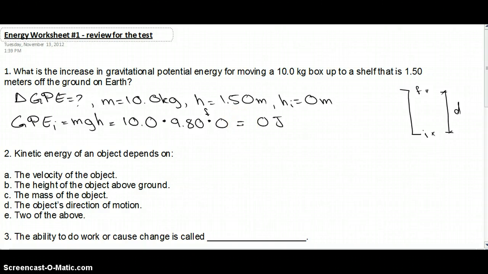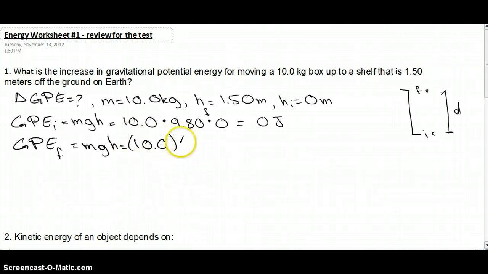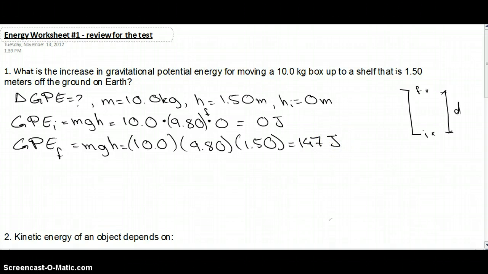Here we go. Now, the final gravitational potential energy is mgh. The mass is still the same. The gravity is still the same, but the height has changed into 1.5. And I find the answer, and the answer is 147 joules.